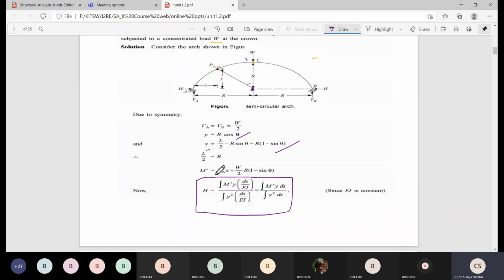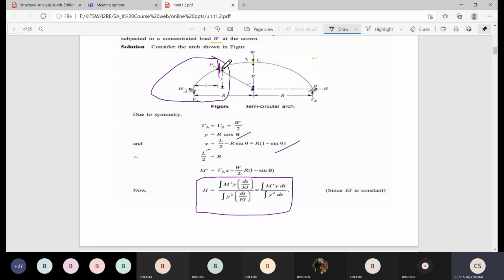First we need to calculate M dash. I am taking a section here, whose coordinates are x comma y. Now I am taking moment about this section. Whether you take the left side or the right side of the section, the moment will be the same. But on the right side the forces are more, so the calculation of moment at x is very difficult. So I am taking the left side of section x.